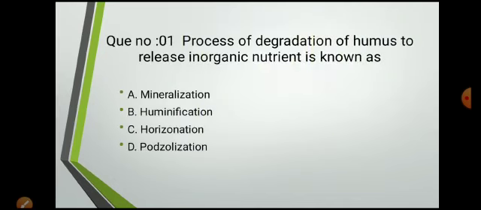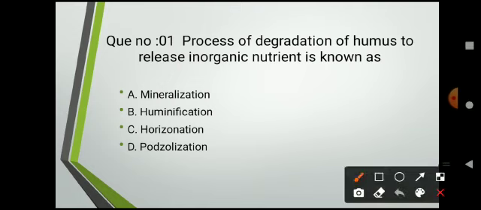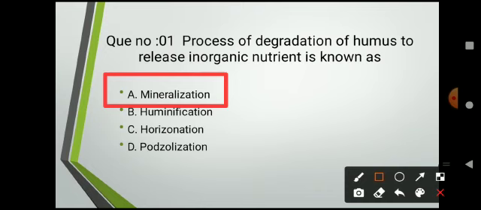Question number first. The process of degradation of humus to release the inorganic nutrient is known as, and the options are mineralization, humidification, horizonation and podzolization, and the correct answer is first, that is mineralization. Mineralization is the decomposition of chemical components in the organic matter by which the nutrients in those components are released in soluble inorganic forms that can be made available to the plant.